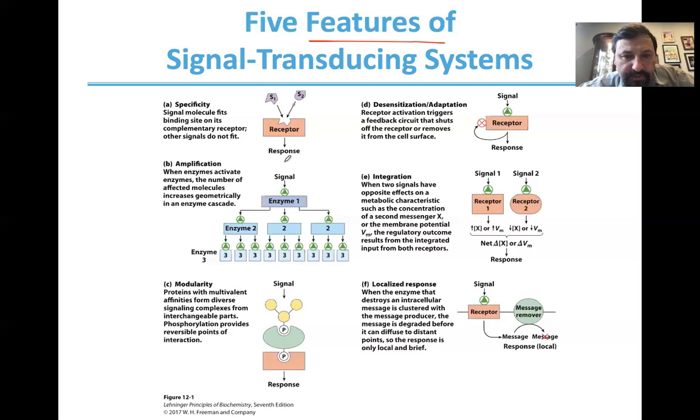Now, amplification. Usually you have one molecule arriving, interacting with the enzyme. That enzyme can perform a reaction on some of its substrates. Those substrates can be enzymes themselves. They can perform enzymatic function on their substrates, and so on and so forth. And basically from one molecule of a ligand, you can generate lots of molecules which will continue on and carry on the signal inside the cell.